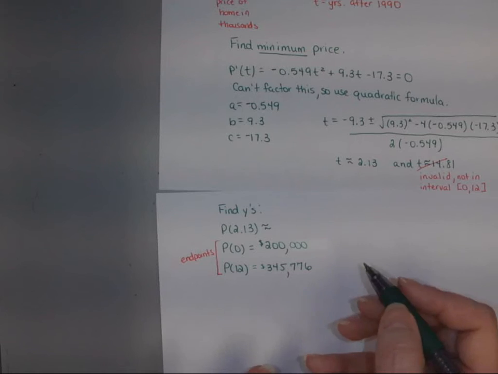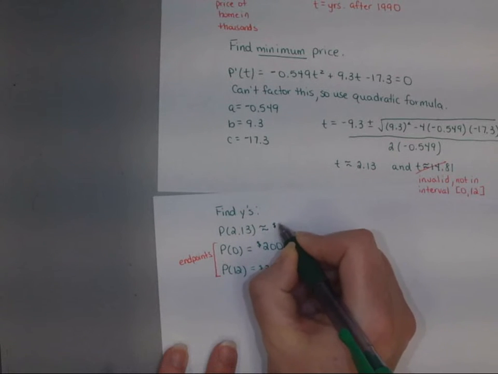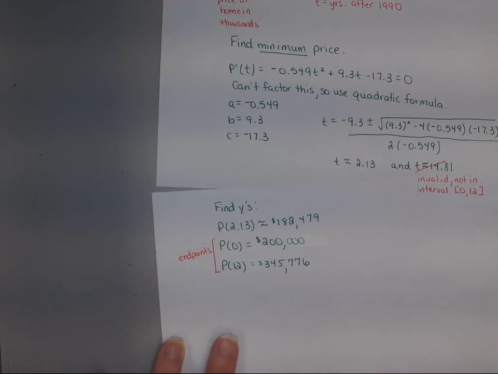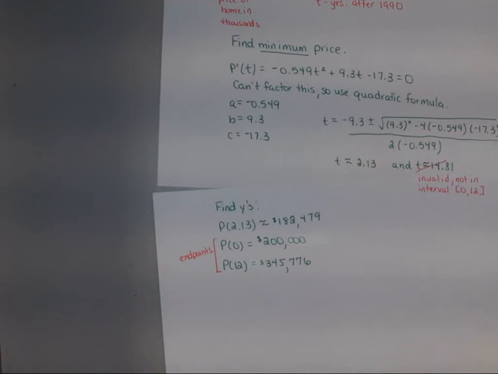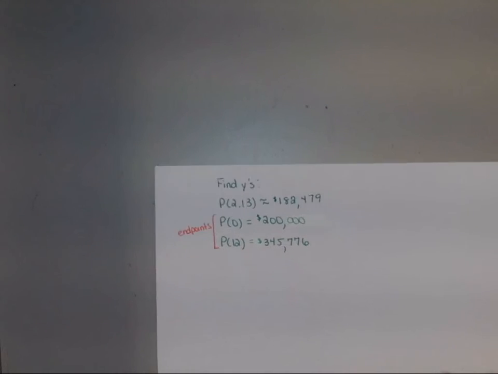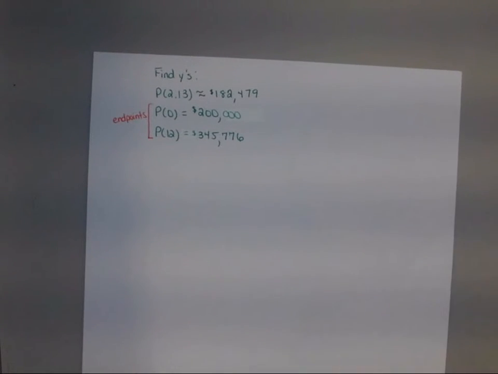So I got about 182,479. Technically, you could have said 15 cents if you wanted to, but we rarely see house prices on the market in cents, right? So I think we can just round to the nearest dollar there, okay?